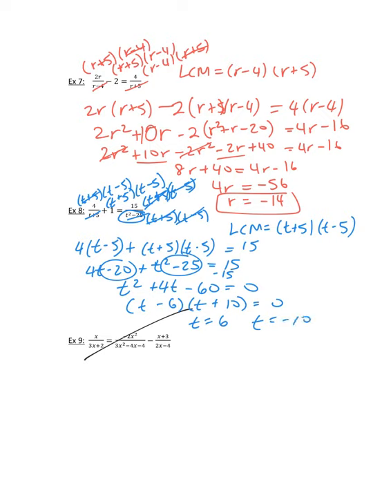Neither of these gets rejected because neither of these would produce 0 in the denominator, so I accept both of them. Okay, and we'll do more examples like this today in class.